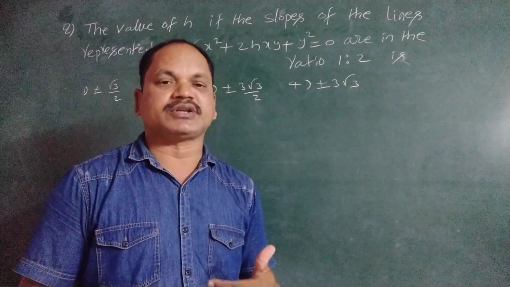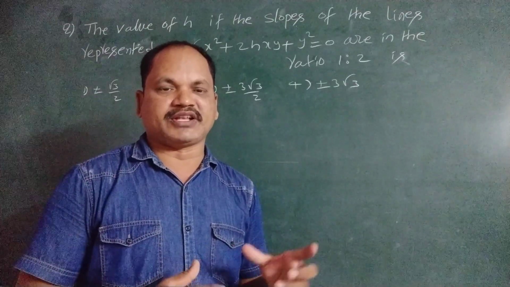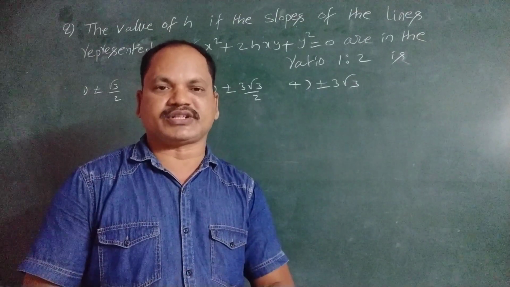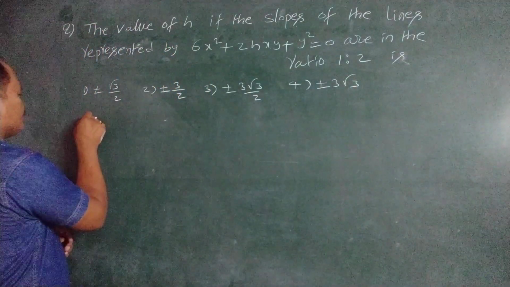What is the concept? If the ratio of the slopes is p is to q, then (p plus q) whole square by pq is equal to 4h square by ab. Right. Now, the solution for this question.